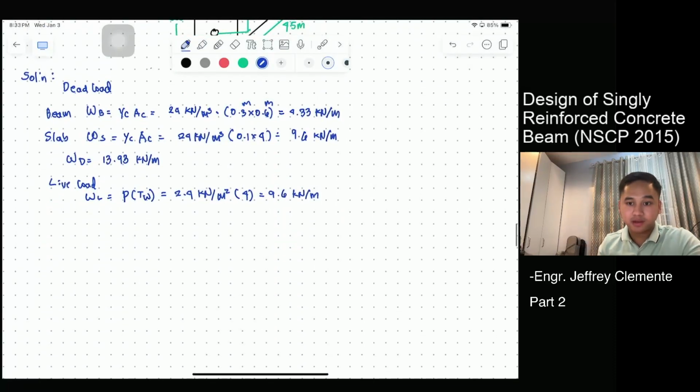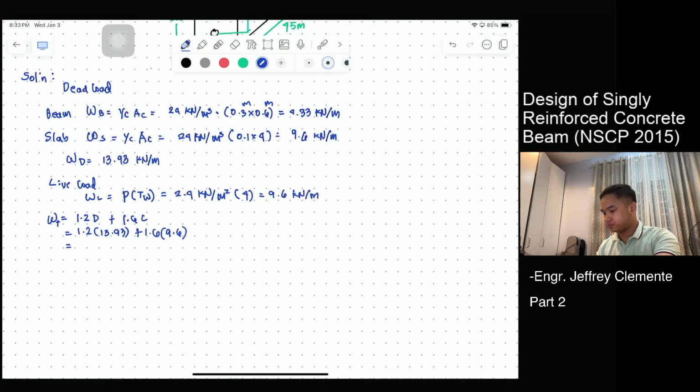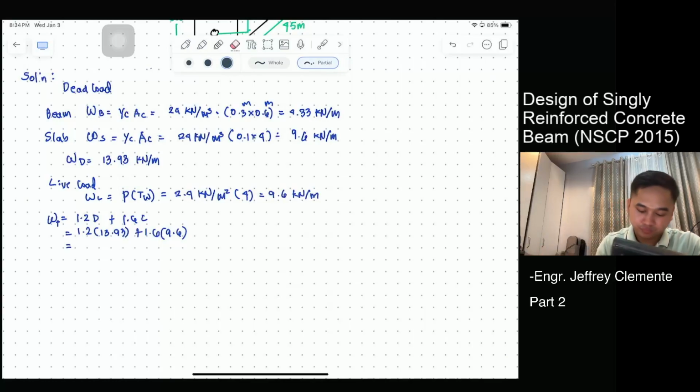Pero, gawin natin, yung uniform load natin, pag-isahin natin. Paano yan? Ang uniform load natin, total natin dyan, gawin natin design, di ba? It's just 1.2 dead load plus 1.6 live load. So, we'll have 1.2 ng 13.93 plus 1.6 ng live load which is 9.6. Ano makukuha natin? Where's my calculator? 1.2 ng 13.93 plus 1.6 ng 9.6. So you have 32.08 kilonewton per meter. So ito na ngayon yung required dyan sa part na yan, di ba?